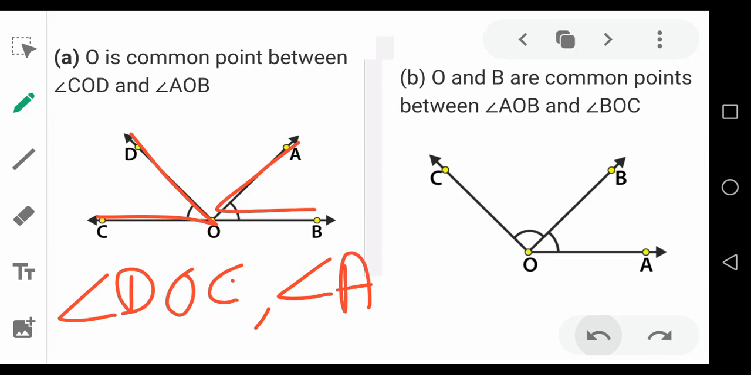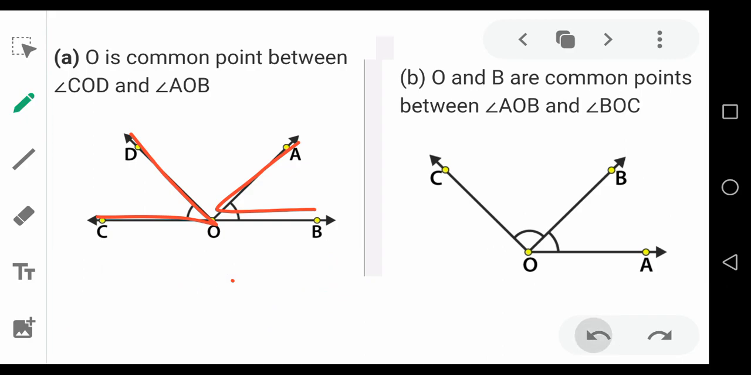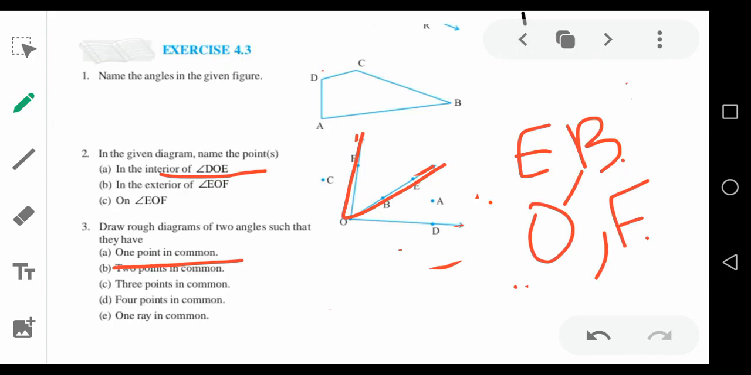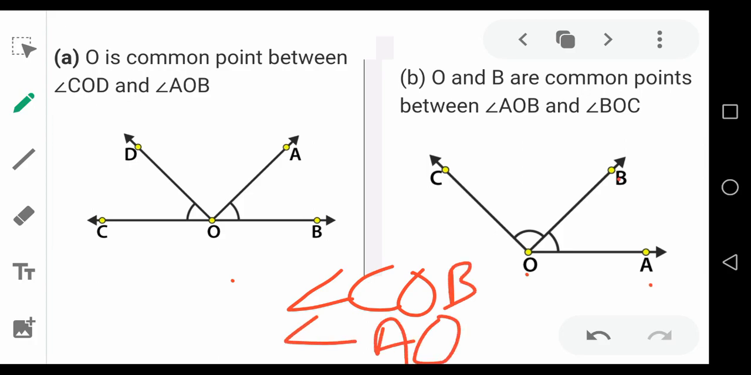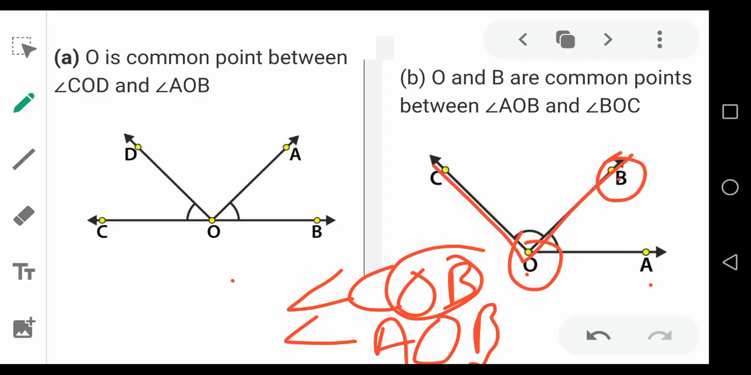So next one. Then comes 2 points in common. That means 2 angles with 2 points in common. So here you can see angle COB and angle AOB. Which 2 points are common? O and B. These 2 points are common. Common means on the angle. B is on COB, O is also on COB. In the same way, O and B are on BOA also. So they have 2 points in common.